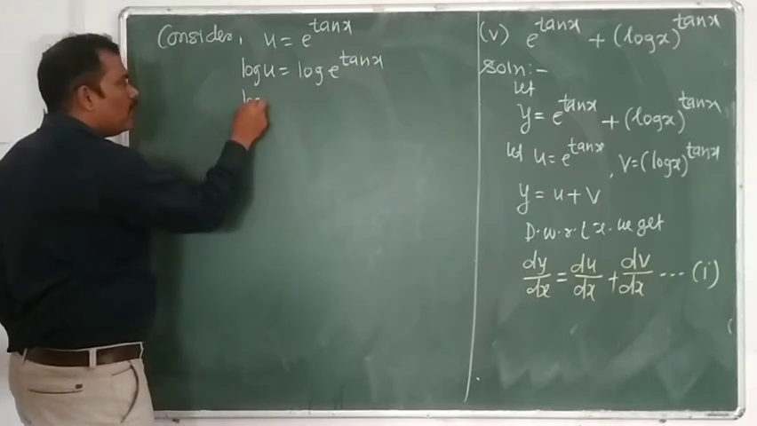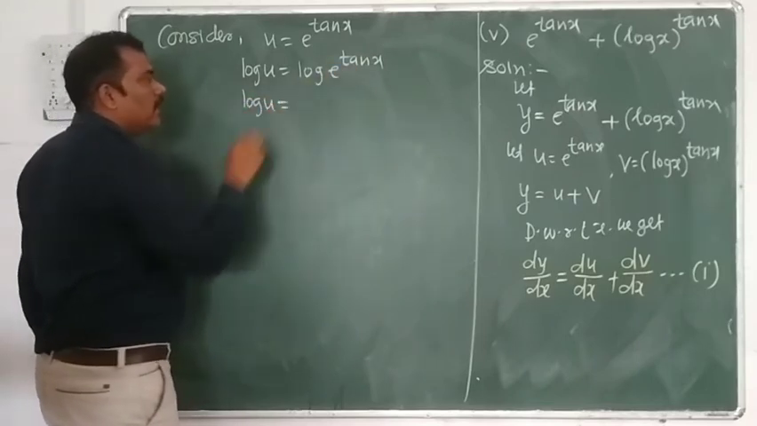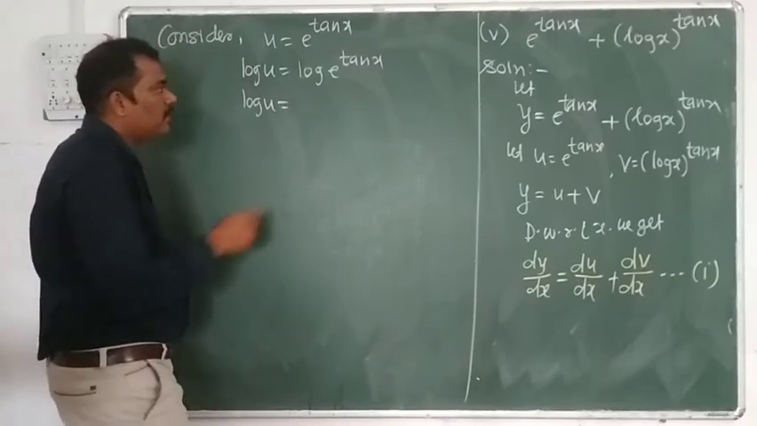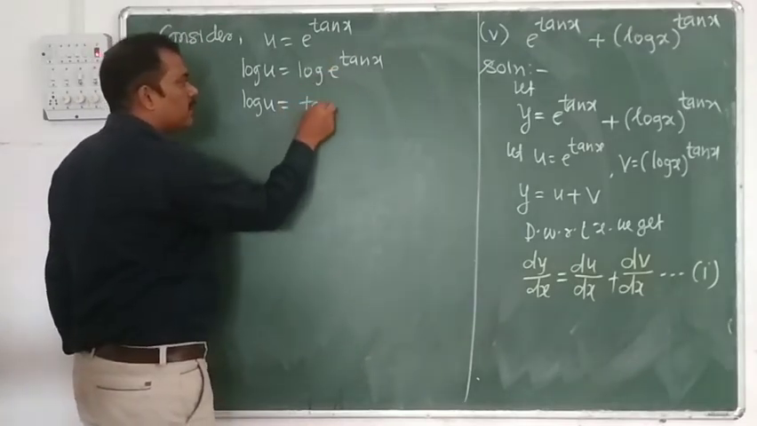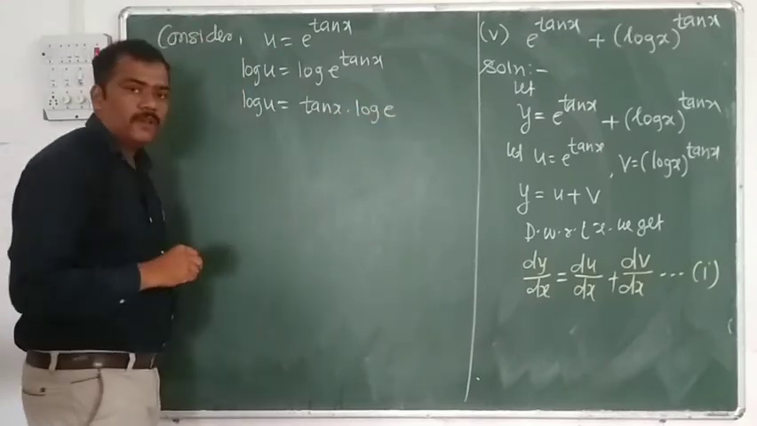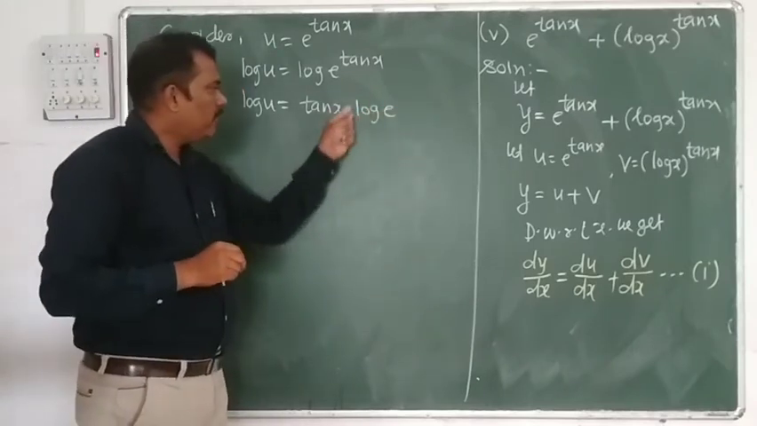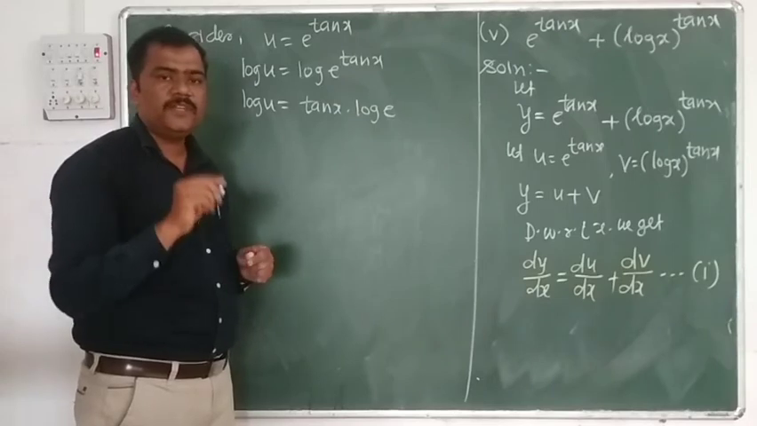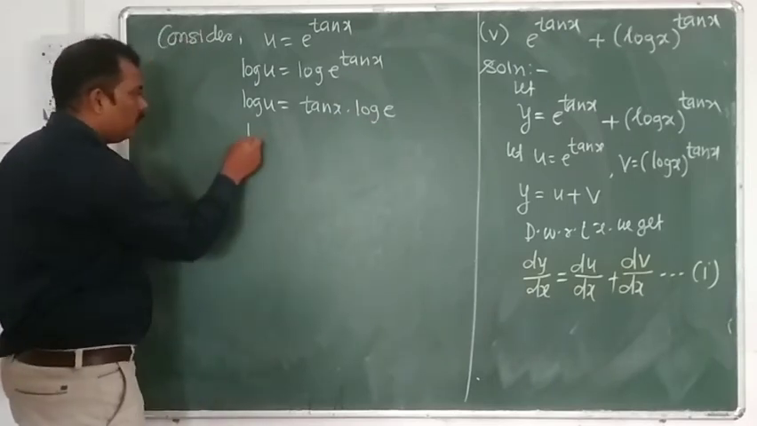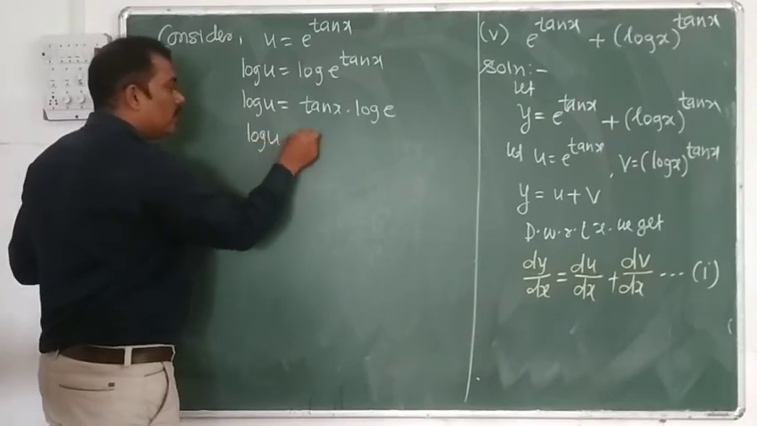That is, log of u is equal to, by using the laws of exponent, tan x into log of e. But we have to know the value of log of e. Log of e to the base e is nothing but 1. So we get log of u is equal to tan x.